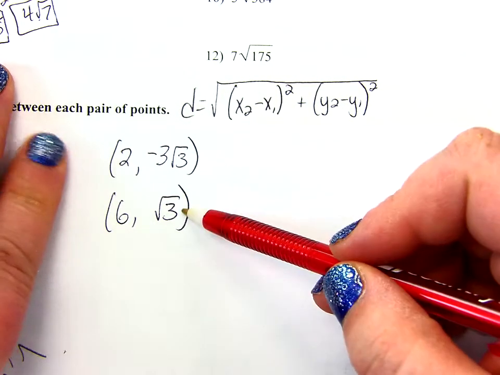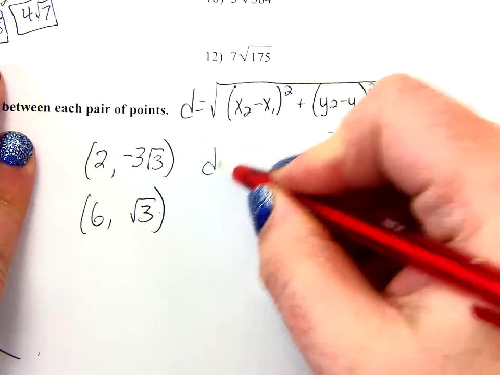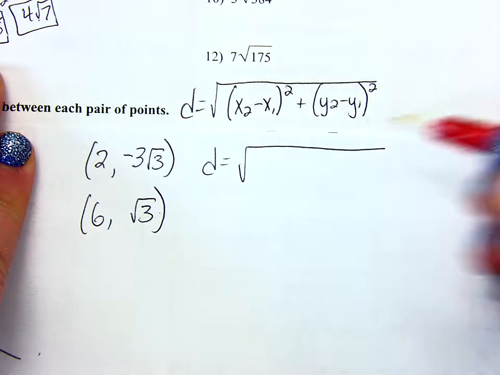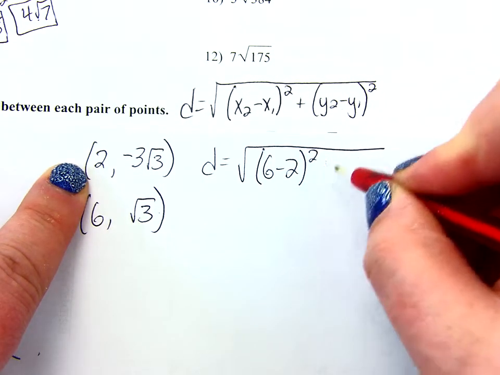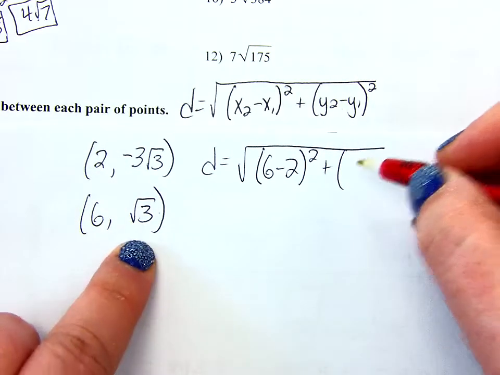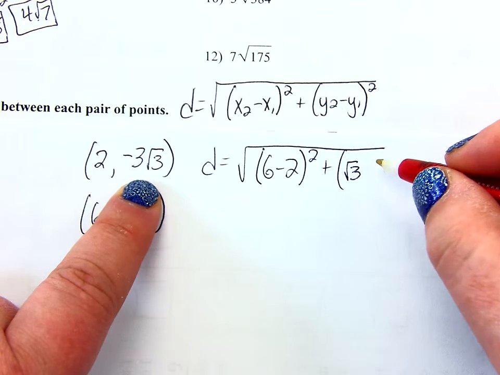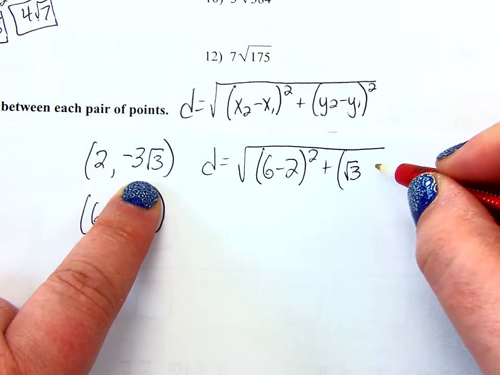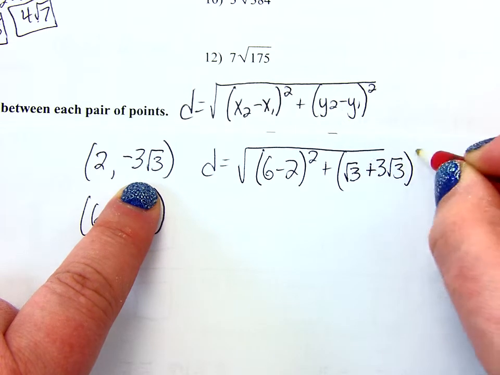Okay, so here's our 2 points. I'm just going to throw it in the formula, right? So, subtract the x's. 6 minus 2, close it, square it. That one's easy enough. Now the y's. y2 is root 3 minus -3 root 3, right? So if it's minus negative, it's plus 3 root 3. Close it, square it.